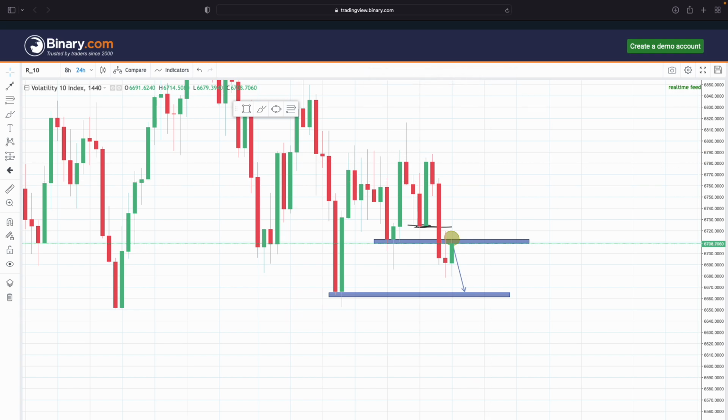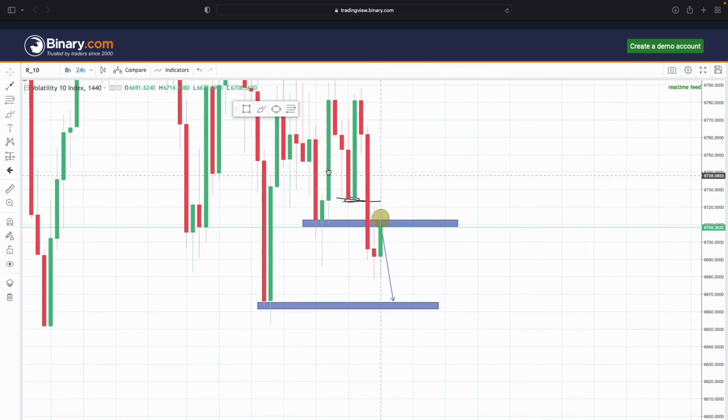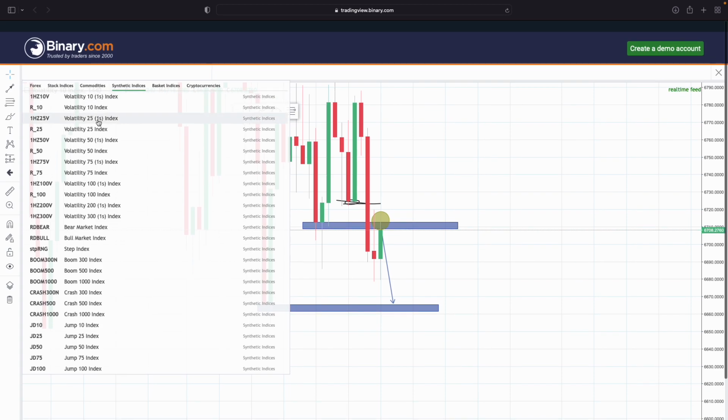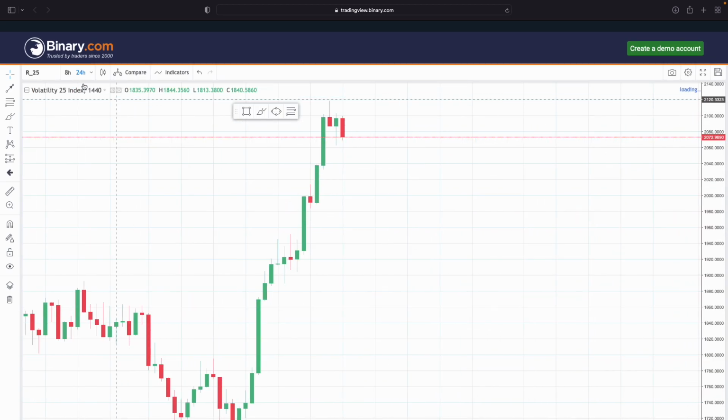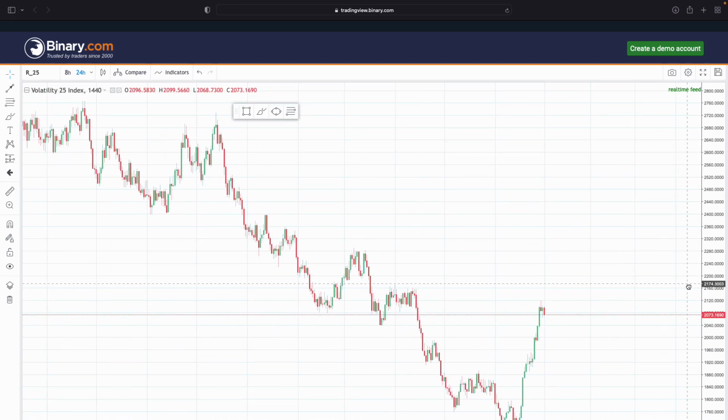So that's the situation that we got here on VIX 10. Excuse me, my friends. Next up, we are going to take a look at VIX 25, and so if you start here on the daily time frame, if we just have a zoom out over here.